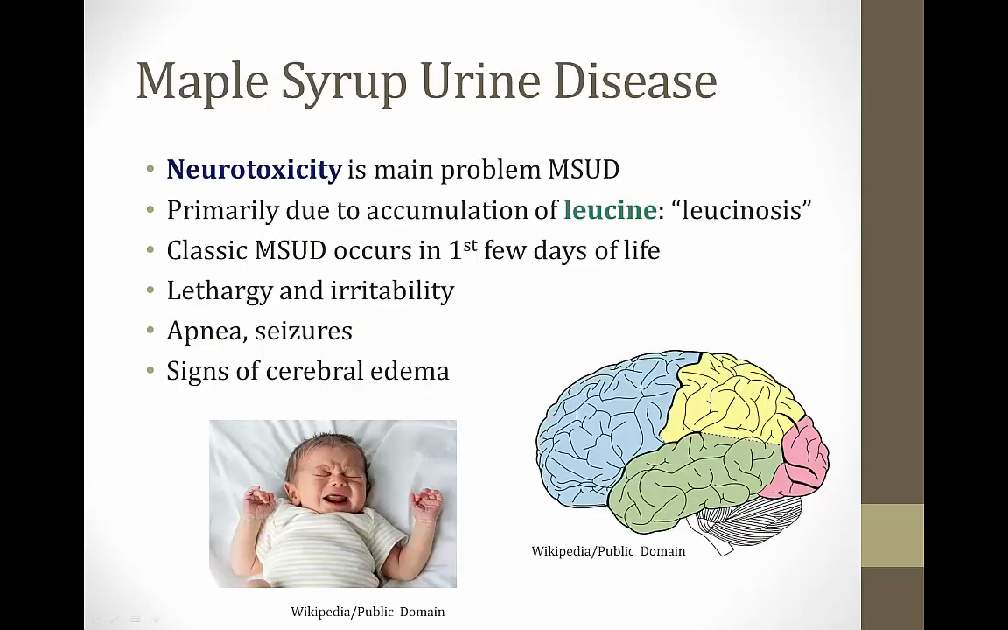The main problem in maple syrup urine disease is neurotoxicity, and this is primarily due to accumulation of the branched chain amino acid leucine. This is called leucinosis. Classic maple syrup urine disease will present in the first few days of life with lethargy and irritability, apnea and seizure, and possibly signs of cerebral edema.